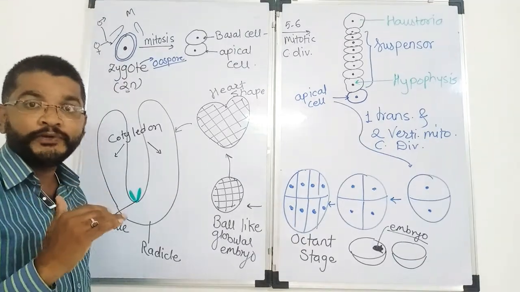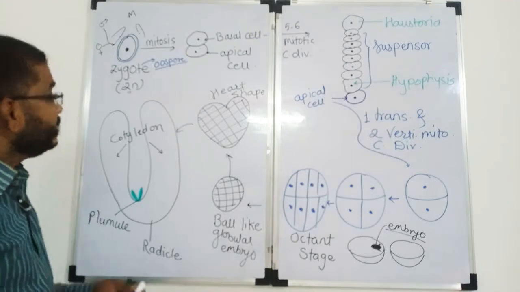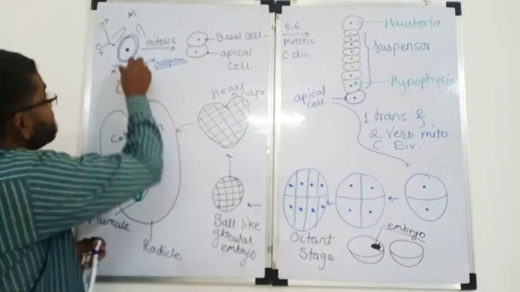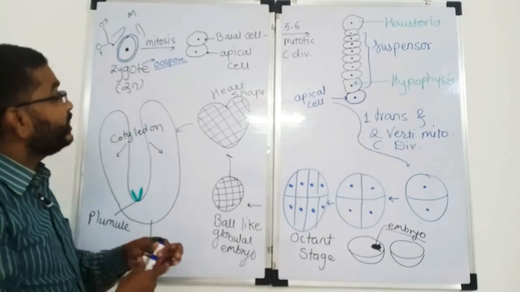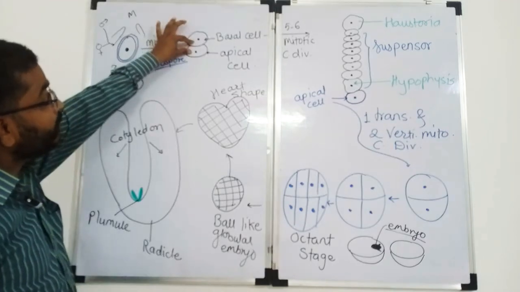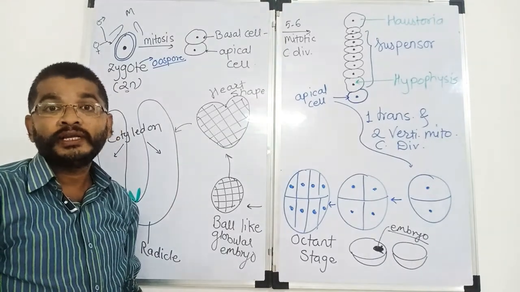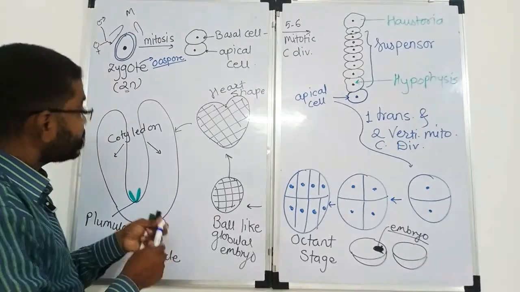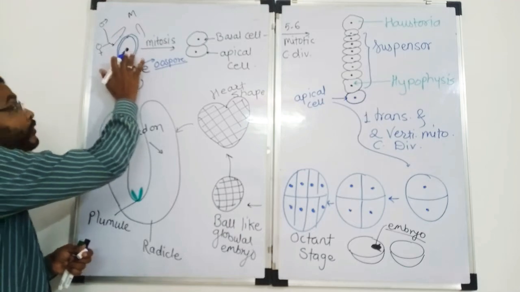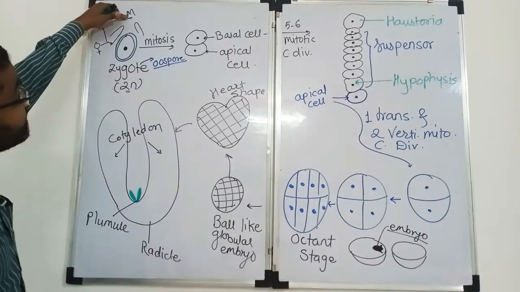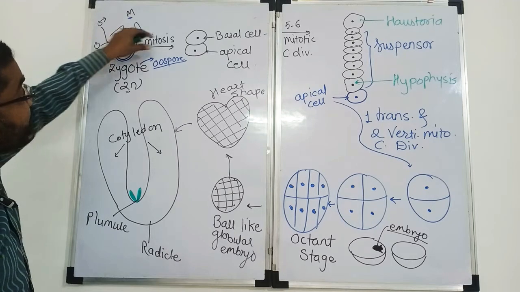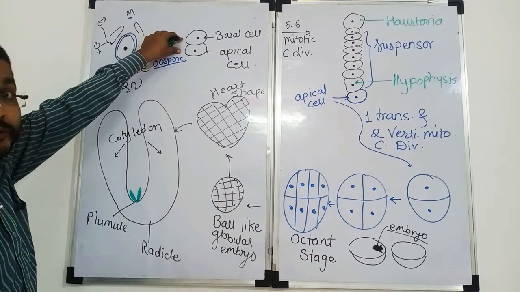Now here the plane of division is horizontal. Due to the horizontal mitotic cell division, a single cell zygote has been divided into two daughter cells. But here, the two daughter cells that are formed are unequal in size. तो here now this zygote is present inside the embryo sac or inside the ovule, and here is the micropylar end towards the upper side. So after the first transverse mitotic cell division, the zygote unequally divided into two daughter cells.